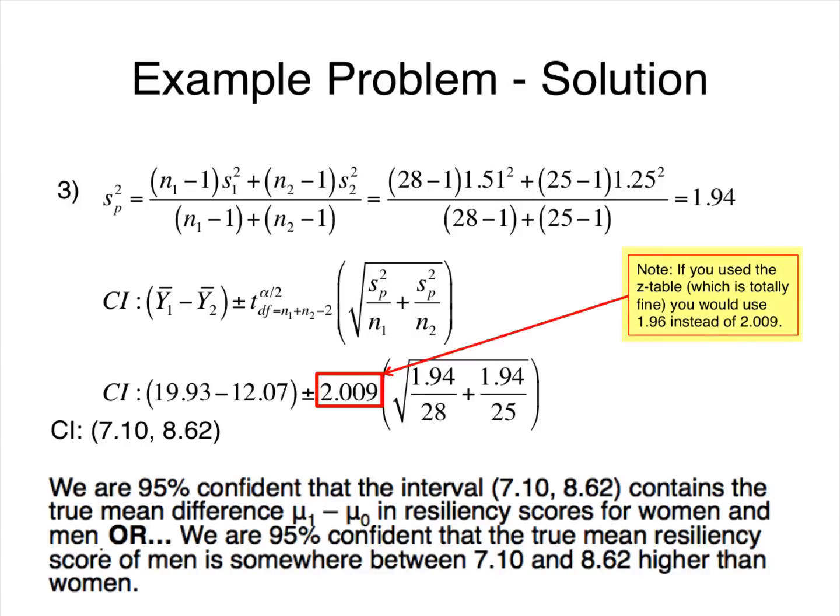And note that instead of using a t-table, we could instead use a z-table to get our z-statistic of 1.96, which will give us approximately the same result. And then the interpretation of our 95% confidence interval is that we are 95% confident that the interval 7.10 to 8.62 contains the true mean difference in mean resiliency scores for men and women. Or we can say that we are 95% confident that the true mean resiliency score of men is somewhere between 7.1 and 8.62 higher than women.